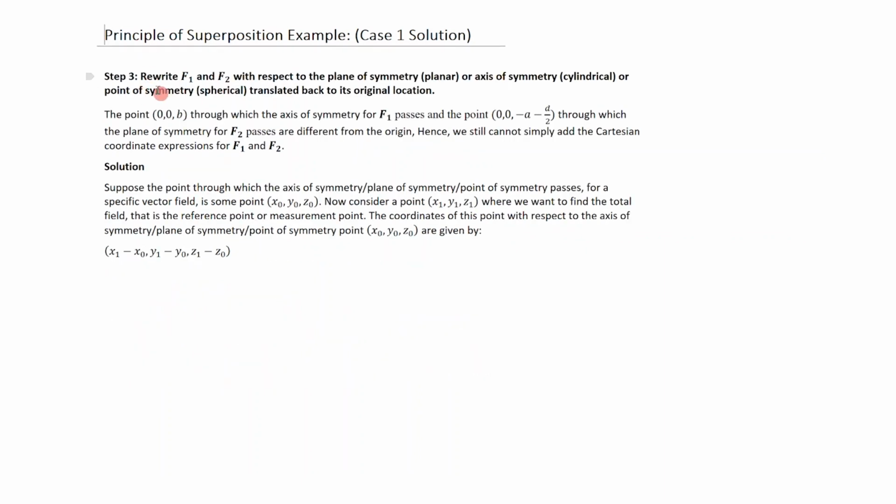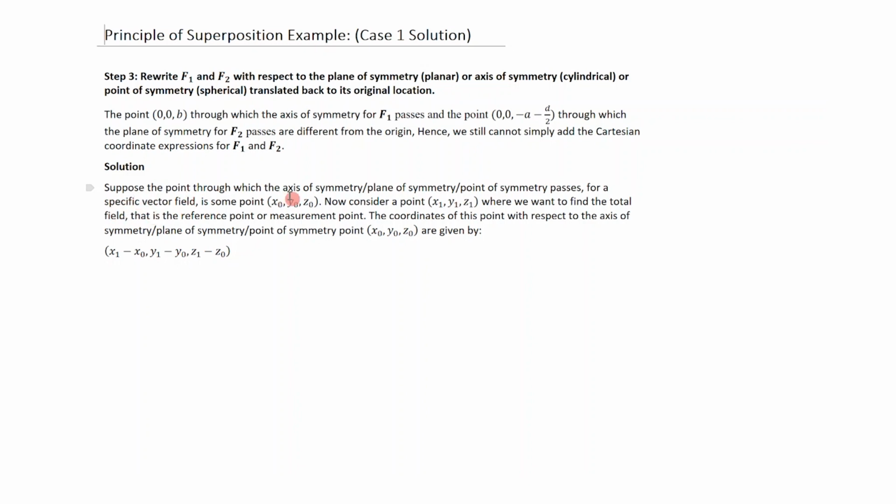All right, so step 3 is to rewrite both F1 and F2 with respect to the plane of symmetry or axis of symmetry or point of symmetry, translated back to its original location. The point 0, 0, b passes through the axis of symmetry for F1, and the point 0, 0, minus a minus d over 2, through which the plane of symmetry for F2 passes, are different from the origin. Hence, we simply cannot add the Cartesian expressions for F1 and F2 because the reference points are different. And so the solution is as follows.